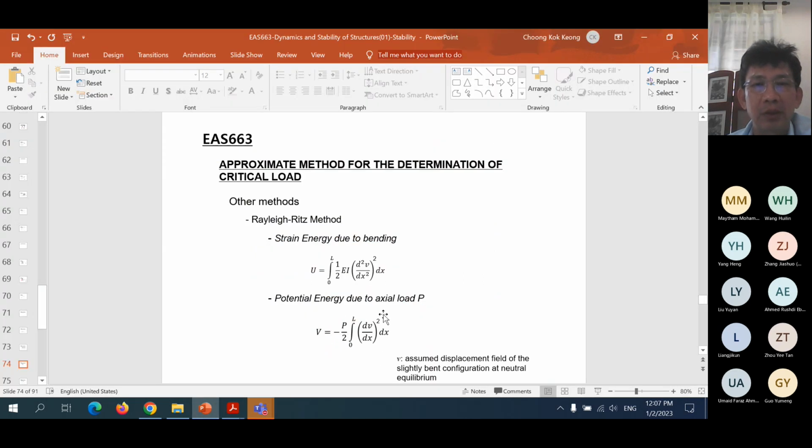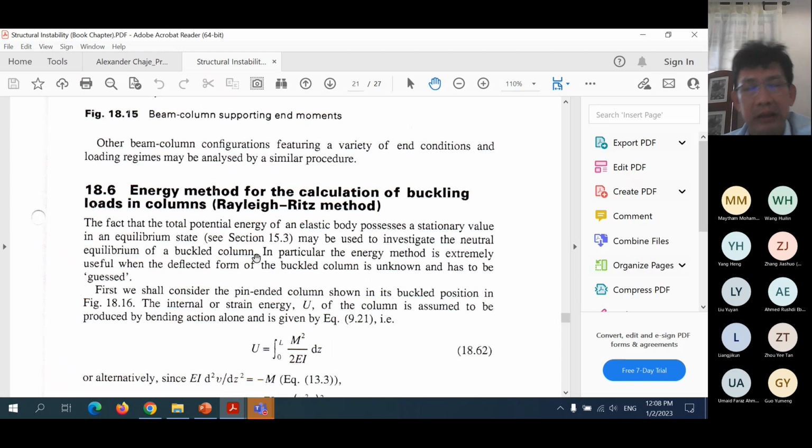And how do we get this equation? We will start with some explanation of where this equation comes from. You have to remember these equations. This is for applying Rayleigh Ritz method to determine P critical, and it is given by this equation, negative P, this is the axial load applied, over 2, integration dV dx squared. Now where this equation comes from is explained here. This is another note that I shared very early on with you, that I refer to from time to time for this EAS663 together with the book by Charges. This is on section 18.6, energy method for the calculations of buckling loads in column.